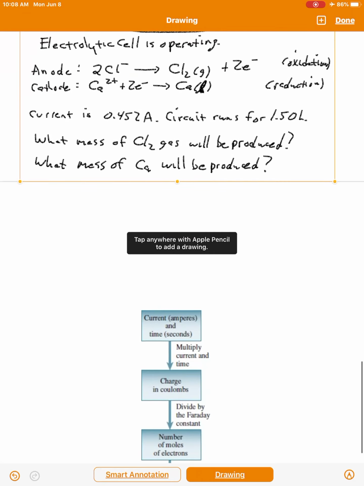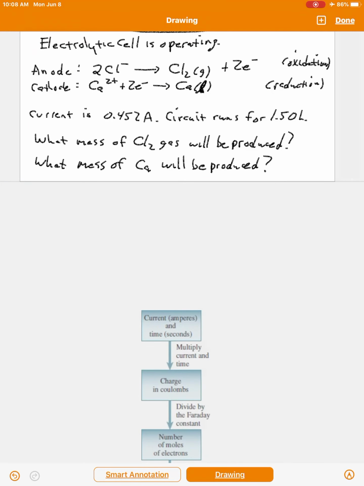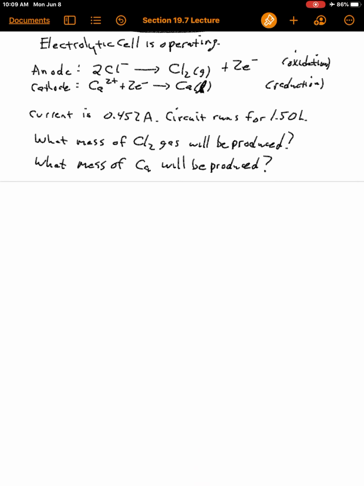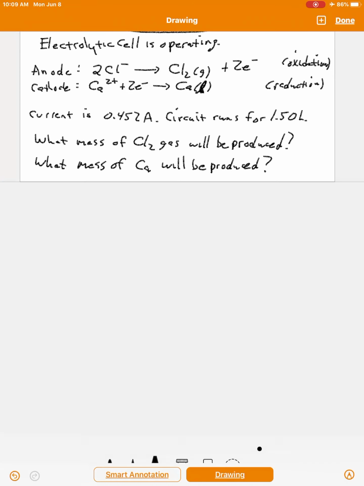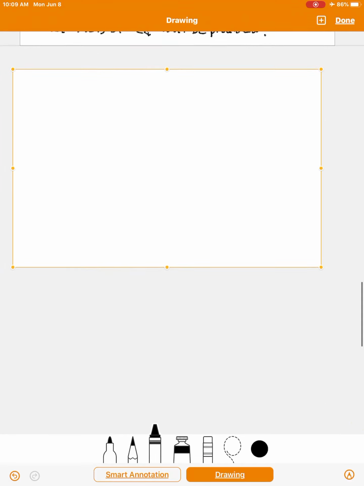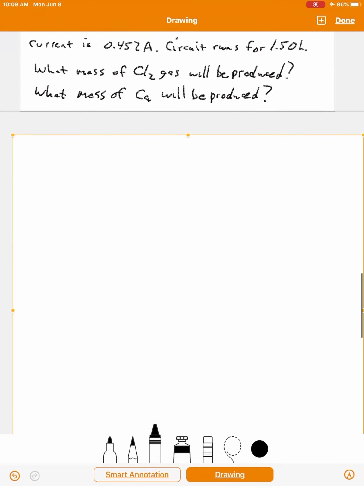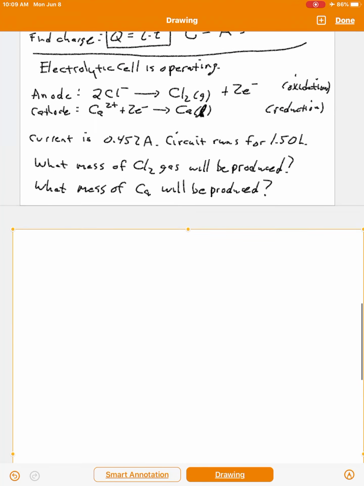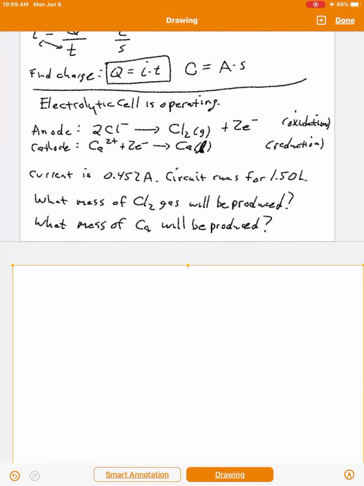Now, I have a little image here that's right out of your textbook about how to do these types of questions. But what I would like to do is show you, and then we'll come back to that in a little bit. I'll show that diagram to you at the end. But I want to show you how to do this calculation without the diagram. It's a nice diagram, but we'll come back to it.